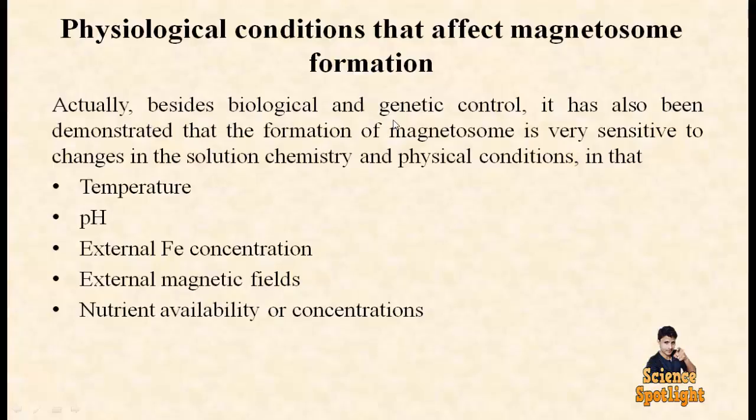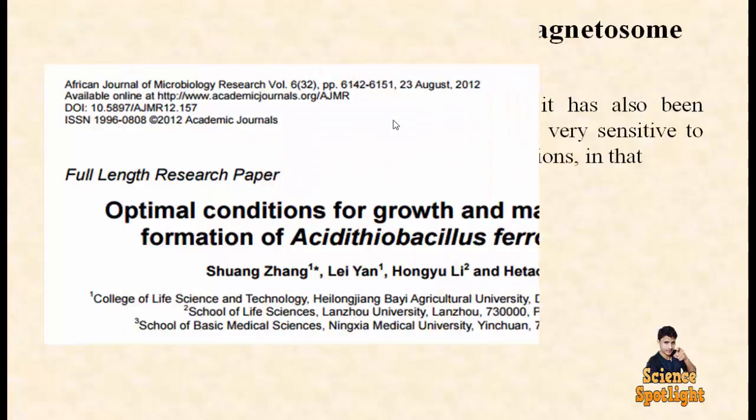Actually, besides biological and genetic control, it has also been demonstrated that the formation of magnetosome is very sensitive to change in solution chemistry and physical conditions. Some of the factors like temperature, pH, external iron concentration, external magnetic fields, nutrient availability or concentration, these are some of the external factors which positively affect the formation of magnetosome in magnetotactic bacteria.